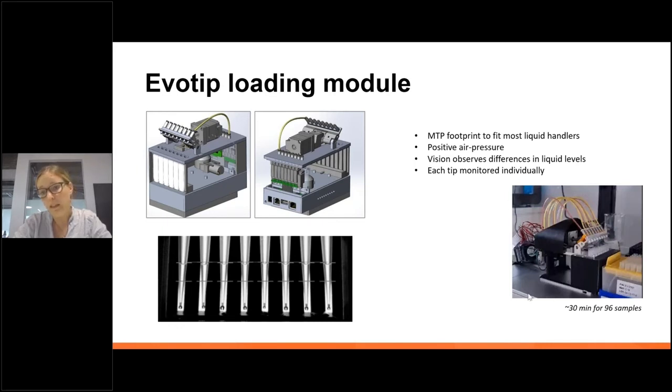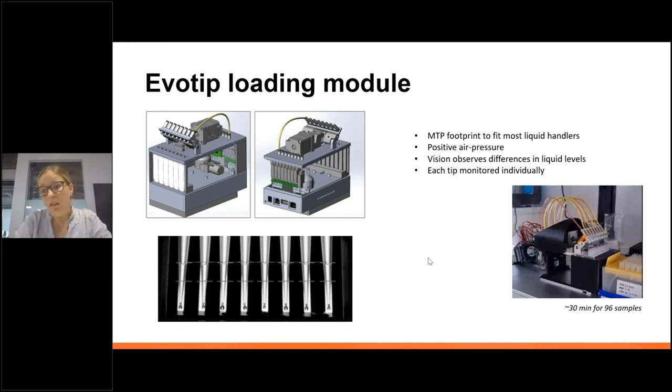And this is a picture of an early prototype which we have been using to generate the data in this presentation. So we basically have a position on the Opentrons where we have a box with Evoseps, and then we use the 8-channel pipette to move 8 Evoseps at a time into the loading module, and then we can again, with the 8-channel pipette, take the sample and load it on the tips.